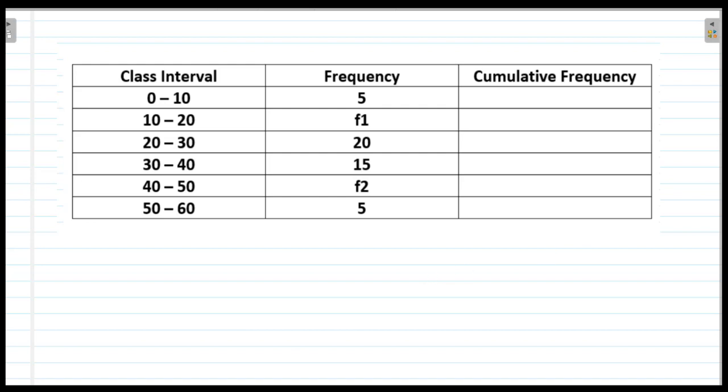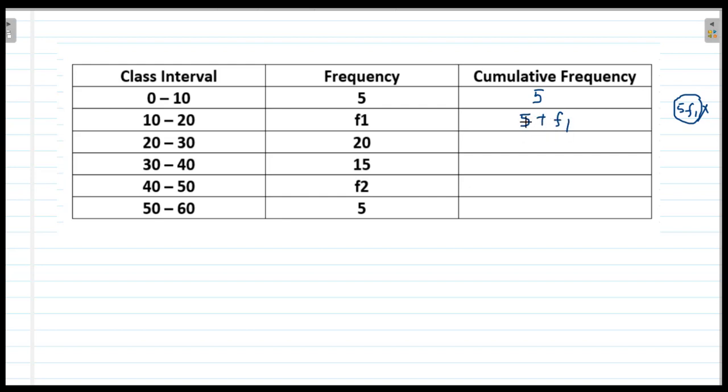And as you know how to find the cumulative frequency, we write the first frequency as it is, that is 5. Then we add the next frequency to this previous cumulative frequency. So it will be 5 plus F1. Do not write it as 5F1. This is wrong because we are not multiplying the two numbers but adding them, and since both of these numbers are not the same, we cannot add these two numbers, so we will keep it separate as 5 plus F1.